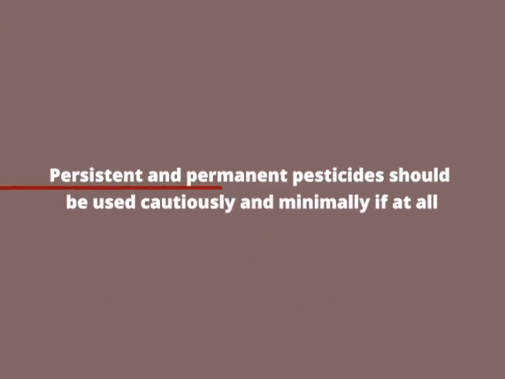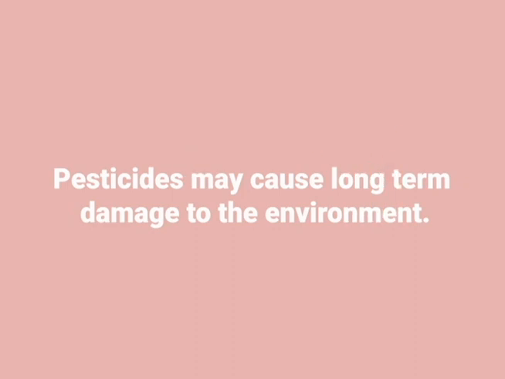When the levels of heavy metals are high in an organism's body, certain diseases may develop that may even cause death. Persistent and permanent pesticides should be used cautiously and minimally, if at all. These pesticides may cause long-term damage to the environment.